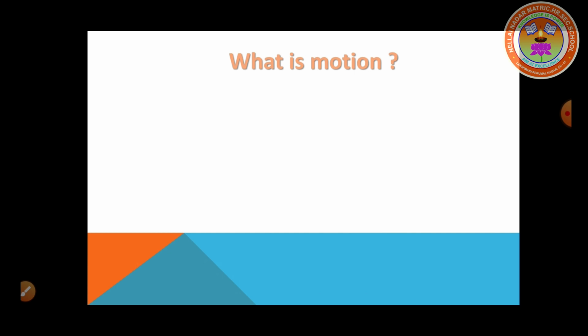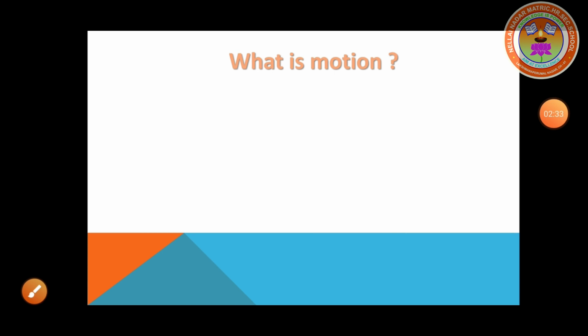It depends upon the surroundings only; the object is changing its position. That only is called motion. Everything in the universe is in motion, isn't it? For example, let us consider a book. The book is on the table. So the book is not moving, isn't it?